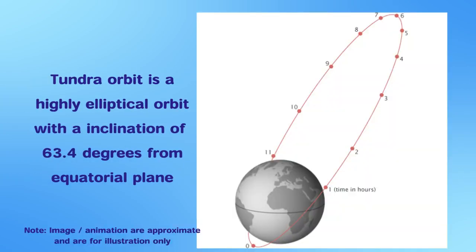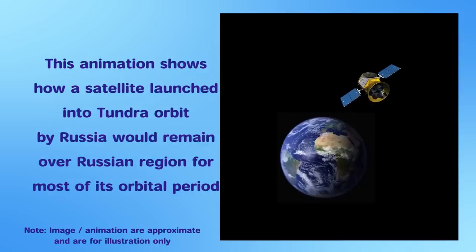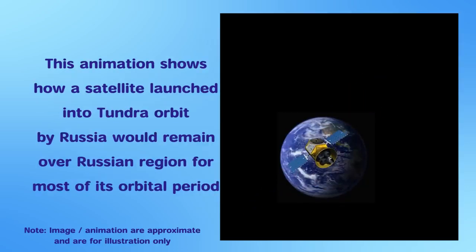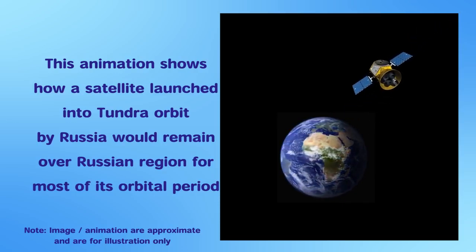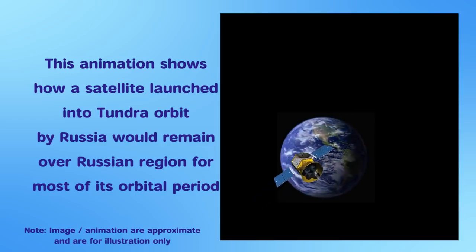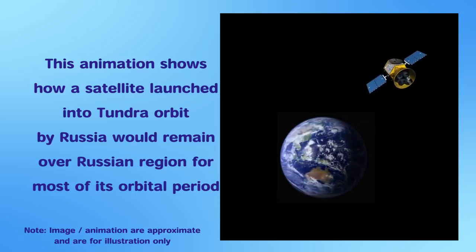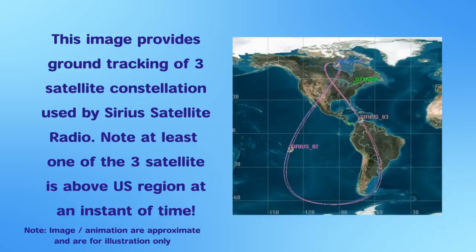Tundra orbit is an example that has been used since the time of Soviet Russia. It is a highly elliptical geosynchronous orbit with a high inclination of 63.4 degrees, similar to what is shown here. By using this orbit, the satellite would remain above Russia for most of the day. But eventually, the satellite would move away for a brief period of time. To provide continuous coverage, a constellation of 2 to 3 satellites would orbit in the same tundra orbit, and at least one satellite will be covering the area at any instant of time.